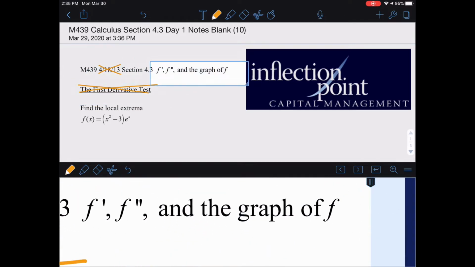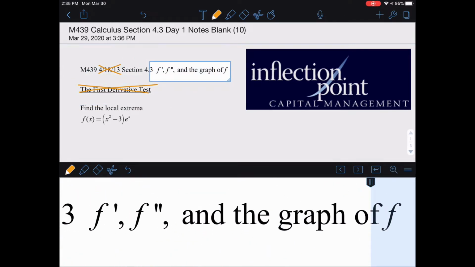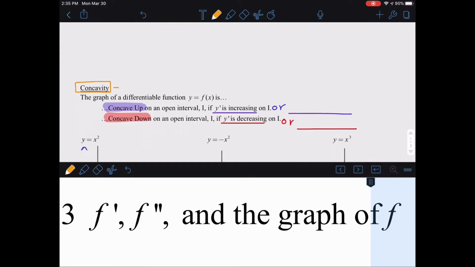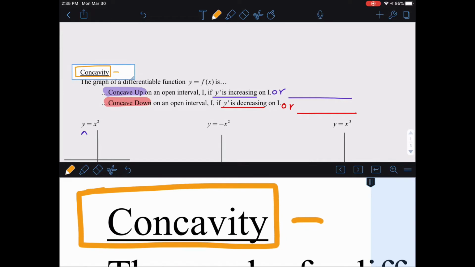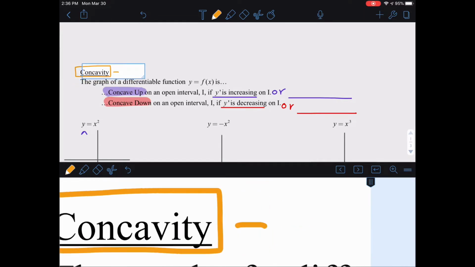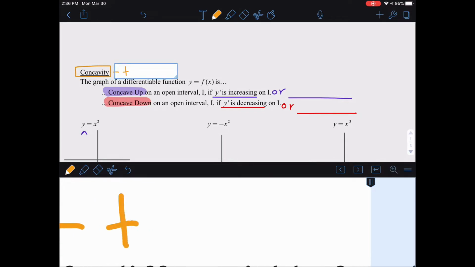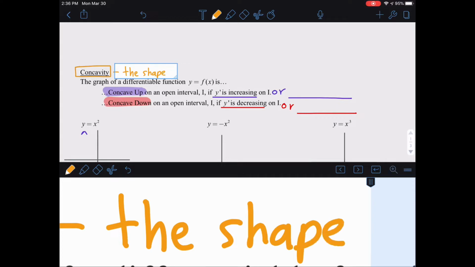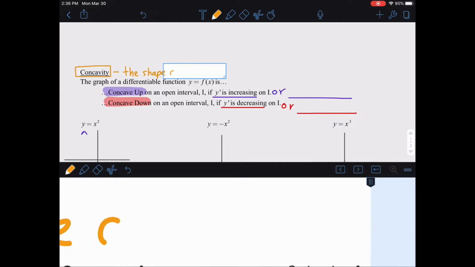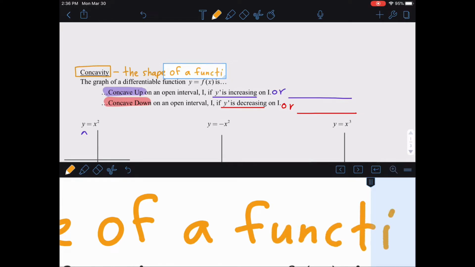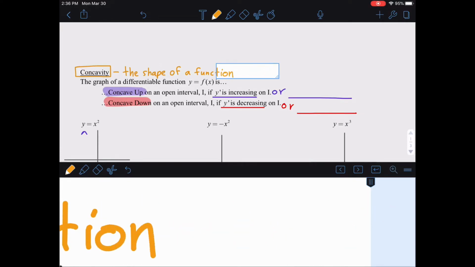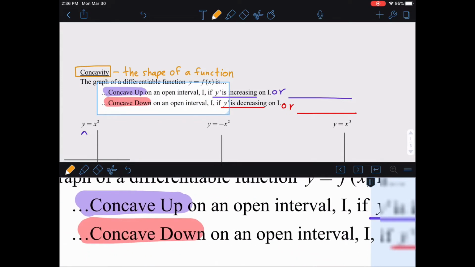But today we want to focus on the second derivative, and what that is going to tell us about the original function is its concavity. Okay, so new vocab term here. Concavity refers to the shape of a function. And there's two specific things that we're going to talk about today. We're going to talk about whether a function is concave up or if it's concave down.